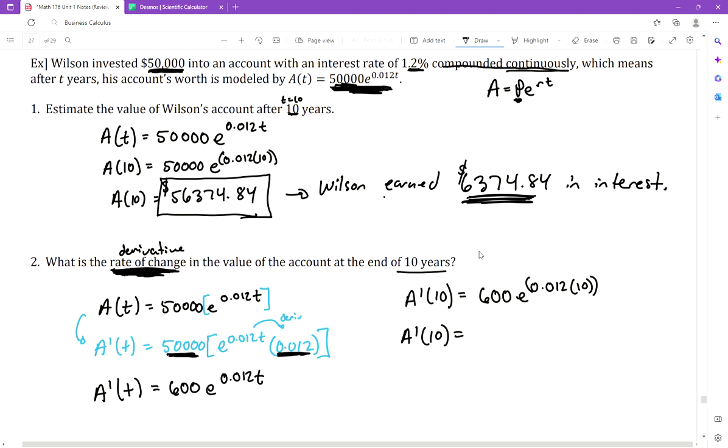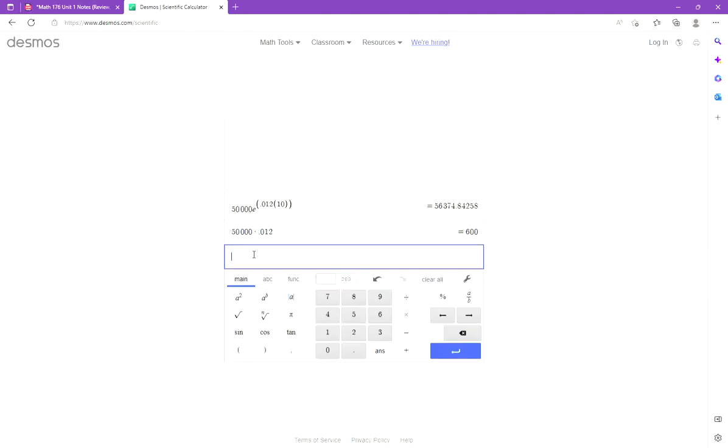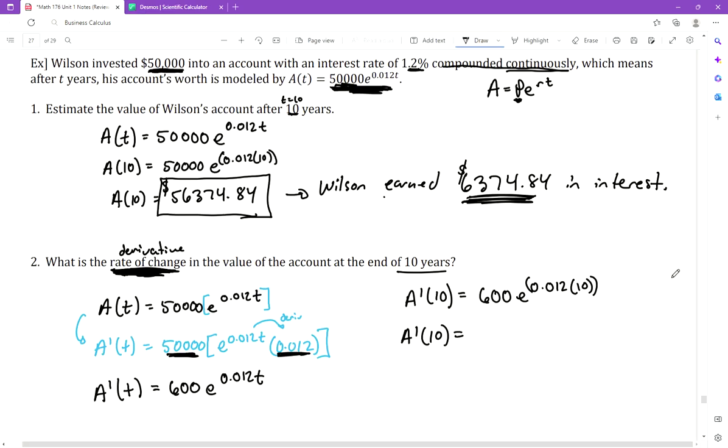I need 600 e to the, let's get that parenthesis, 0.012 times 10. And we get $676.50, because that would round up to 50. So 676.50.